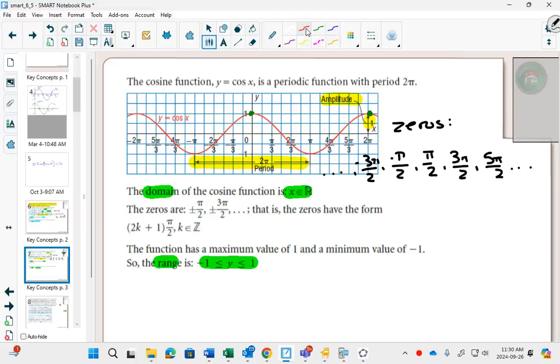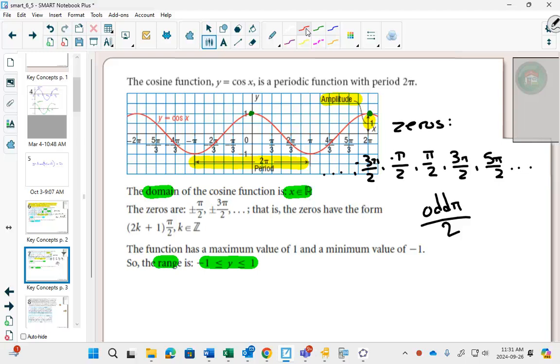Okay. Now, if we were allowed to combine English and math together, it would sure be nice to write this: odd pi over 2. That makes sense, right? That's the pattern you see. It uses an English word and numbers, and we explain all of them. Any odd, positive or negative, pi over 2 is our zero. But now we have to write this mathematically.